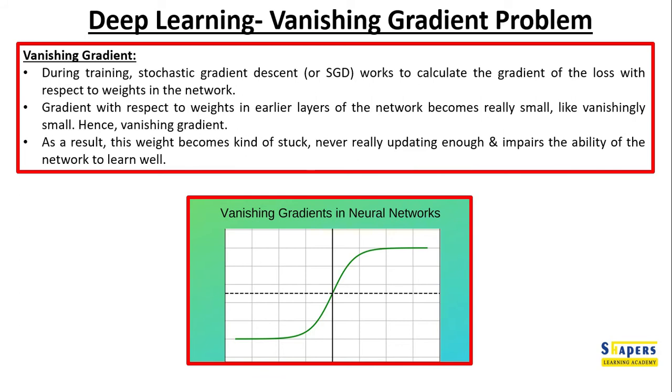With this recap, let's understand the vanishing gradient problem. During training, stochastic gradient descent works to calculate the gradient of the loss with respect to the weights in the network. The gradient with respect to weights in the earlier layers of the network sometimes becomes really, vanishingly small. Hence this is called the vanishing gradient. When the gradient is really small, there will be no change or update. As a result, this weight becomes stuck, never really updating enough, and impairs the ability of the network to learn well.